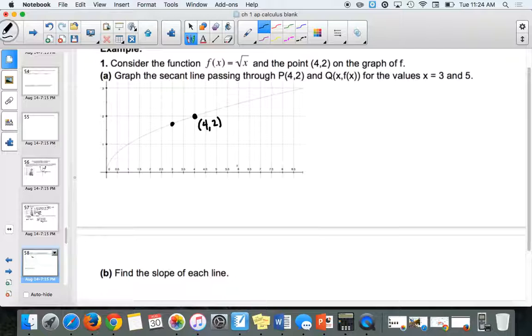So if I'm at 3, that's (3, root 3), right? And if I'm at 5, that's (5, root 5). Do you guys see how I got the y value? Just plug it into the function. f of x equals the square root of x, right? It's on that curve, square root of x. How do you know where to place it then? Just ask. There's a grid below.